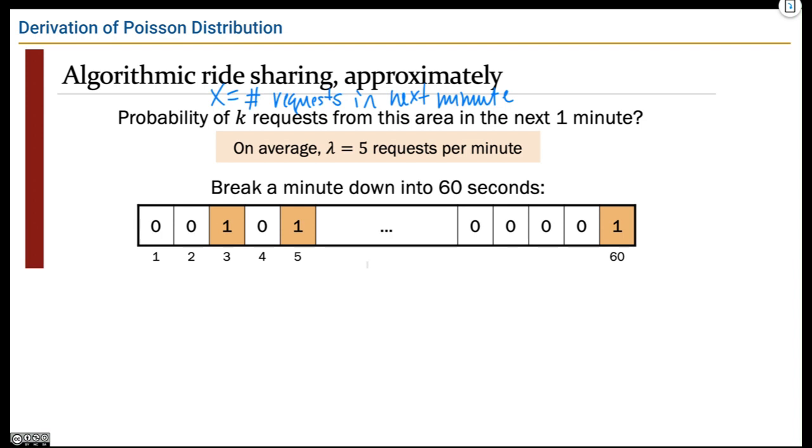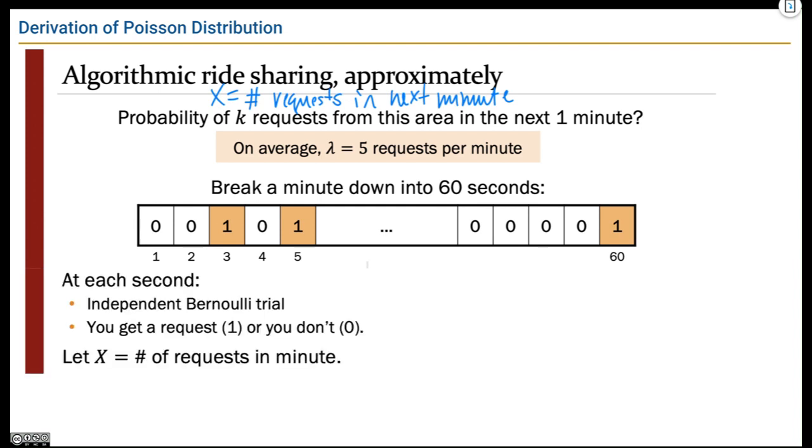And we're going to come up with a distribution. So one way we could do this is to think, well, let me break down a minute into 60 seconds. And so in each of those seconds, either somebody requests a ride or somebody doesn't. I can think of each second as its own independent Bernoulli trial. It's either a yes or a no. I get a request or I don't. X is now the number of requests in the next minute.